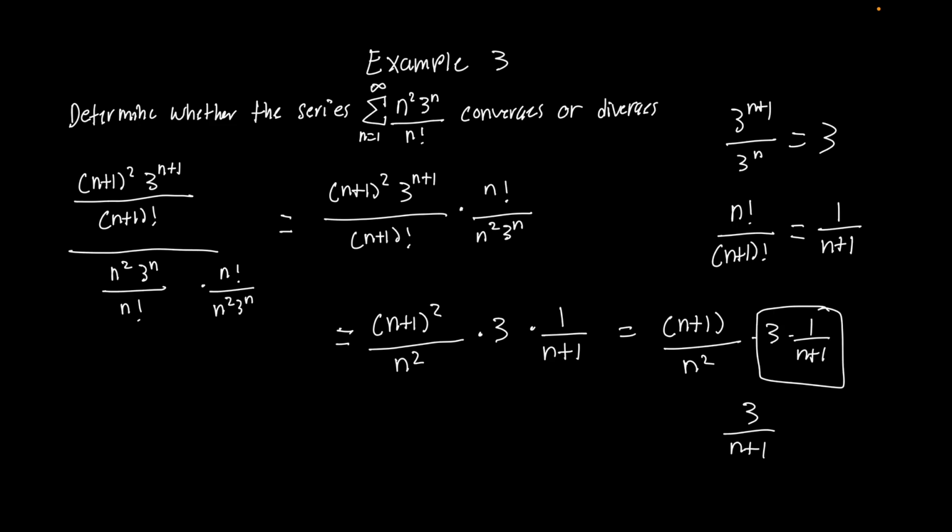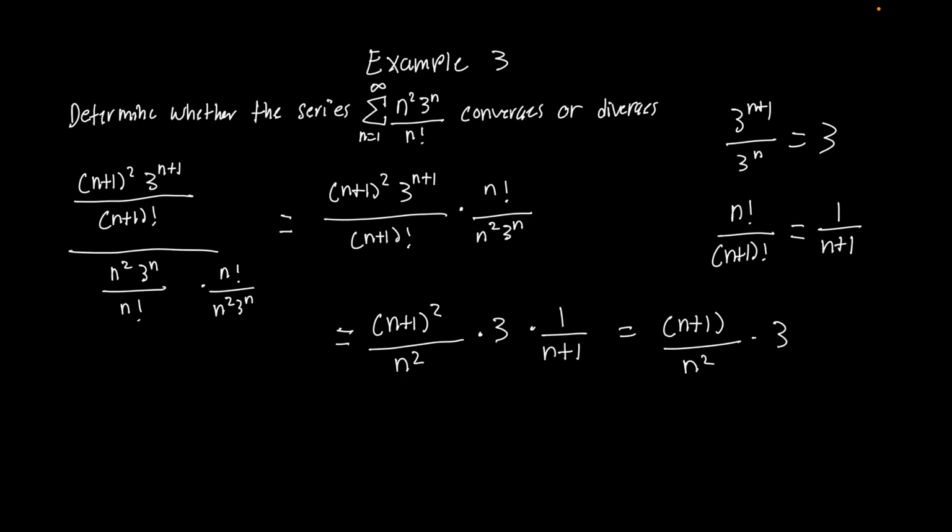Wait, I'm sorry. I just messed up. That's just multiplied by 3, because we canceled out the n plus 1 here, from right here and right here. Whoops. See, this is really confusing when you're not organized. Sorry, and unfortunately, when I do math, I'm terrible at organization.